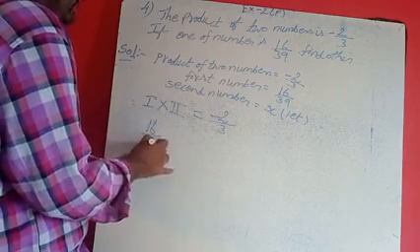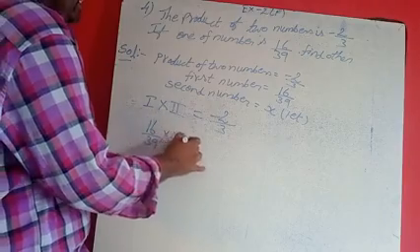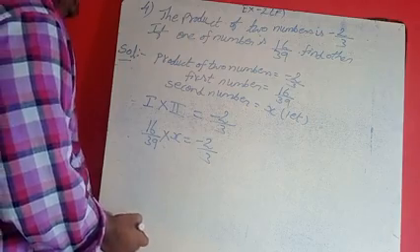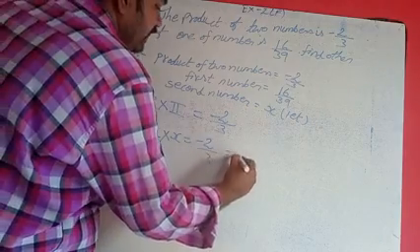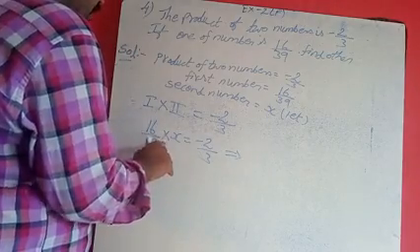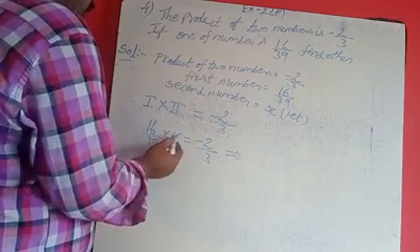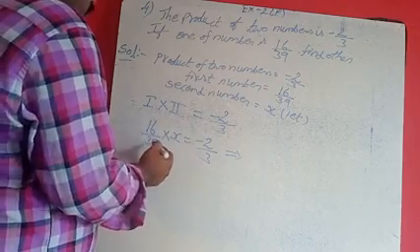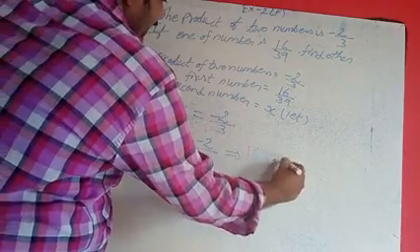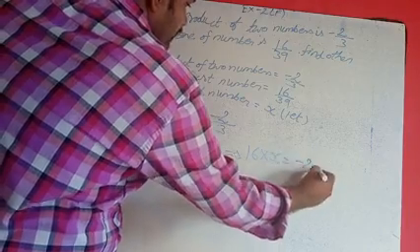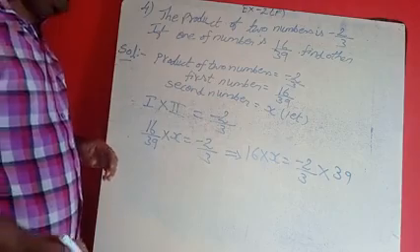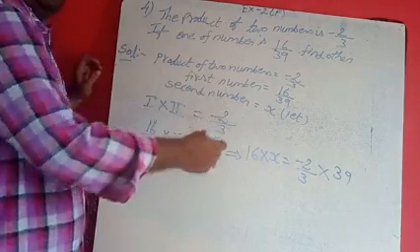16 by 39 into x is equal to minus 2 by 3. According to this sum, this 39 is the denominator, and we have to send it to the other side. We only want x, so this 39 we don't want. So 39 goes for multiplication. 16 into x is equal to minus 2 by 3 into 39. This denominator will go into multiplication.